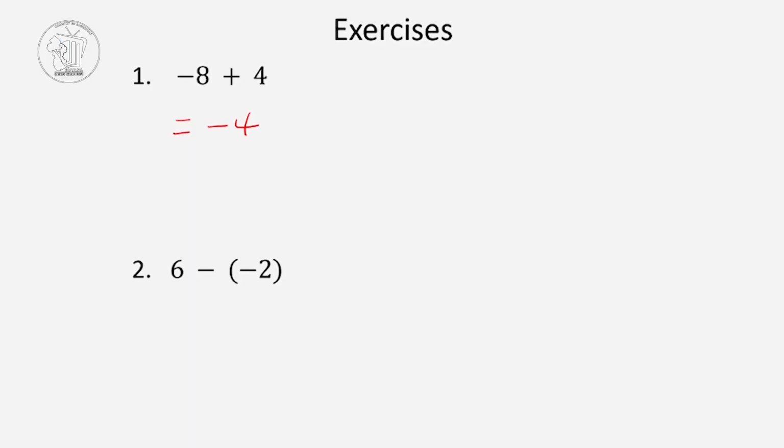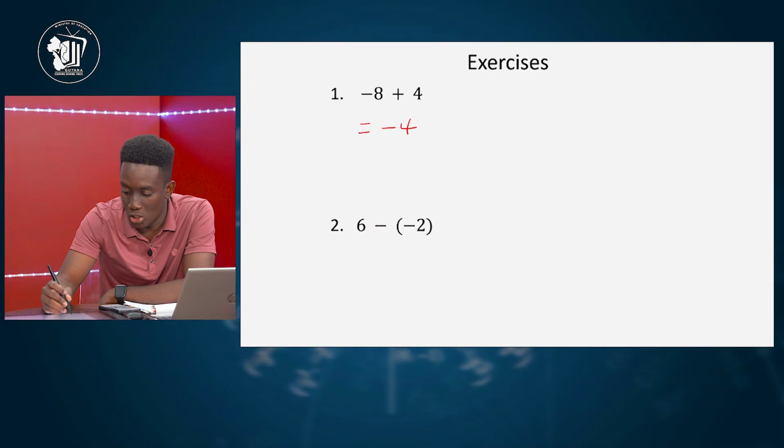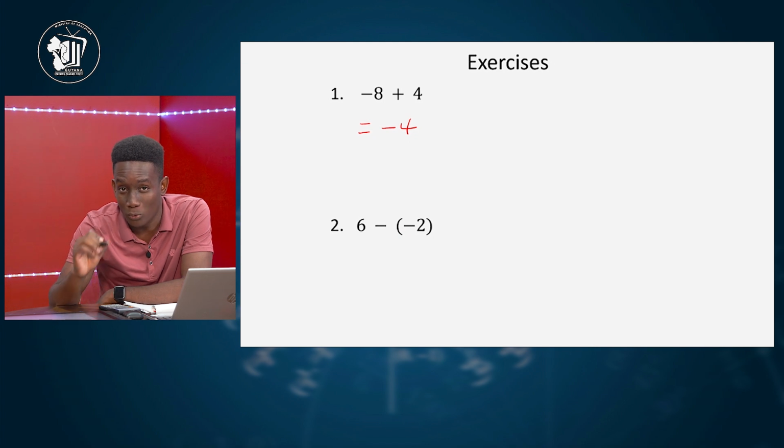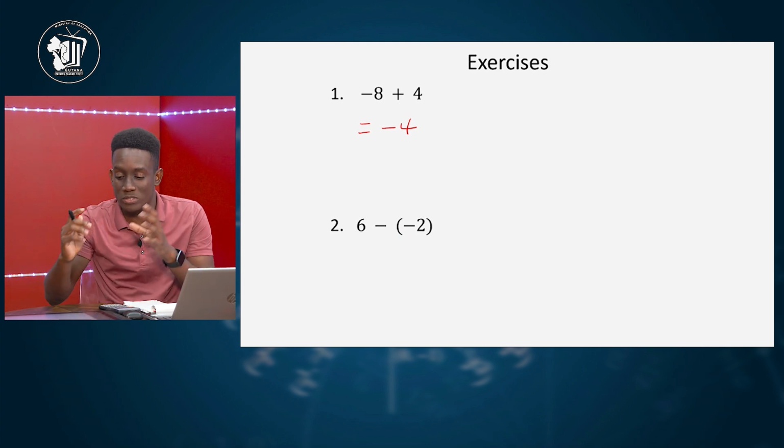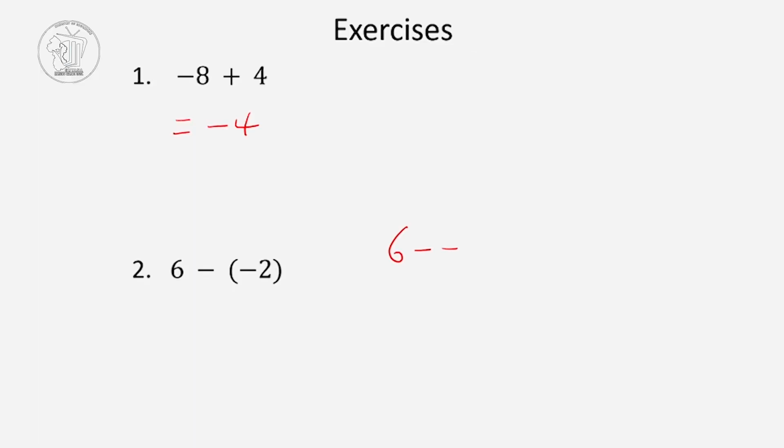So the second one says 6 subtract negative 2. One thing that should happen here, when you have two signs together, you always want to cancel out and put one sign. Whenever you see two signs together, 6 subtract negative 2, you want to cancel out these two signs and put one sign. So a negative and a negative would cancel out and give you a plus. So this is as if you have 6 plus 2, and that would give you 8.